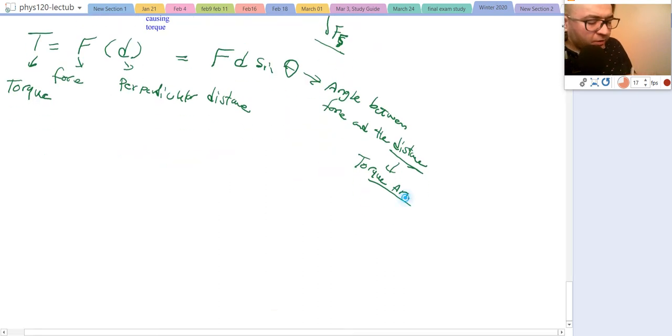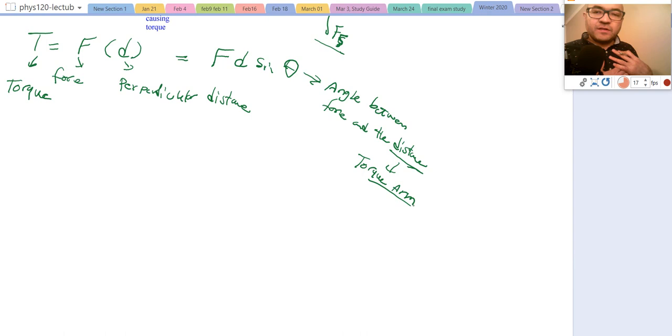Now, another example I always use to clarify the meaning of torque: if you hold a baby on your chest, it's so easy to hold, right? But if you hold the baby further away from your body, you can feel the tension on your shoulder. That is torque, right? That's the force applied at a distance, and that creates a torque.